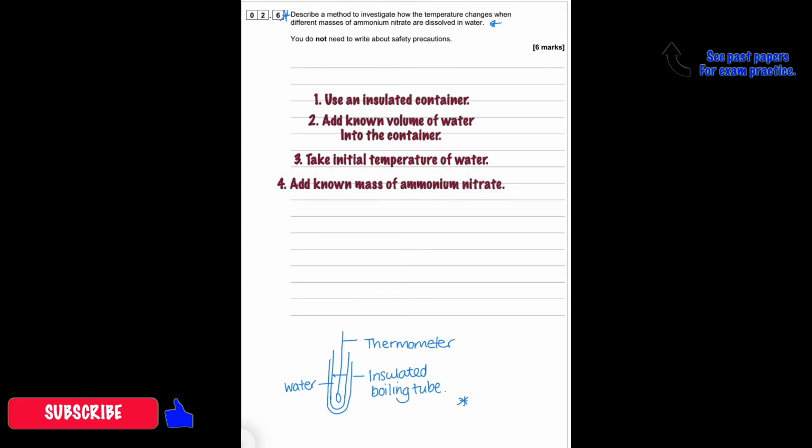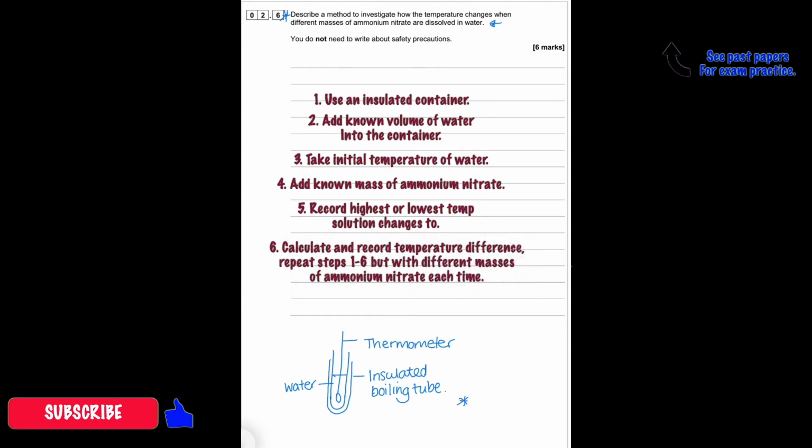We would then calculate the temperature difference between the starting temperature and the final temperature, and then we repeat the experiment using different masses of ammonium nitrate being added to the water each time. So for example, we might do the first experiment using 2 grams of ammonium nitrate, then 4, then 6, then 8, and then 10 grams of ammonium nitrate. And we record the starting and the final temperature each time.